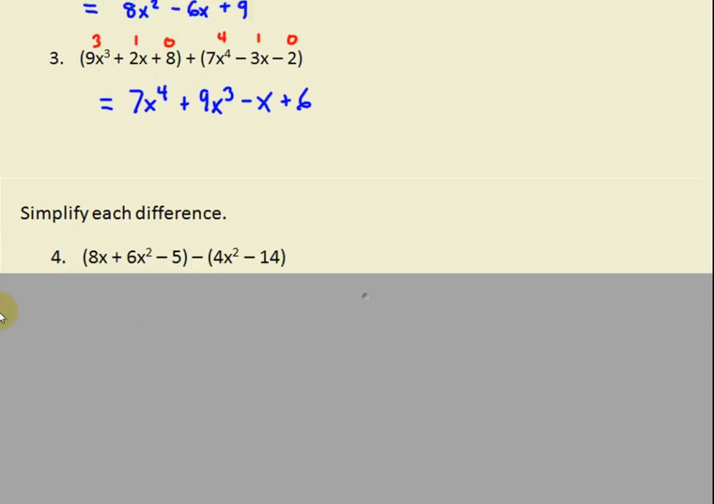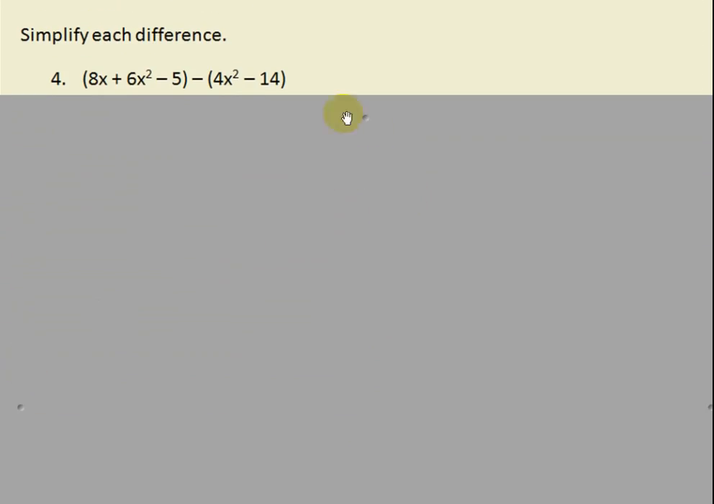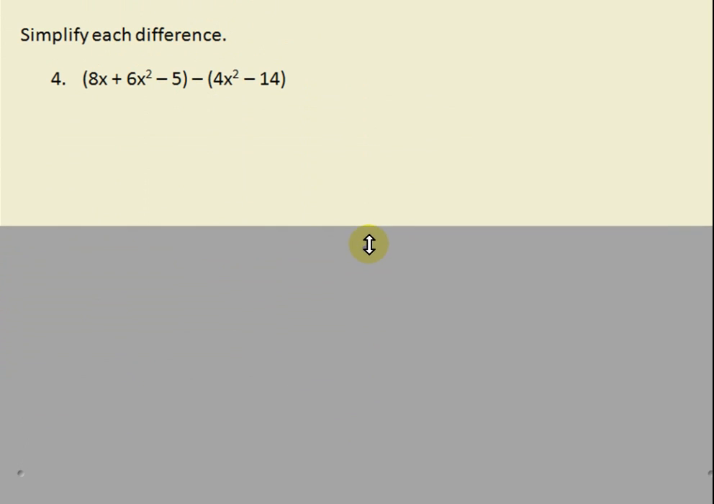And now for the next few examples, the directions are to simplify each difference. So we're going to be subtracting here. Same idea, just be careful of your signs. So if you want, you can look at the degree here. 1, 2, 0, 2, 0. So we have two terms with degree 2. We deal with those first. So we have 6x squared minus 4x squared. That will go first.